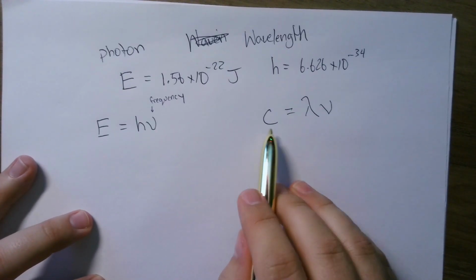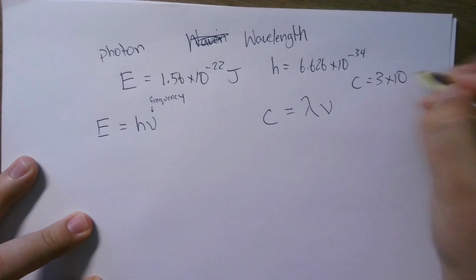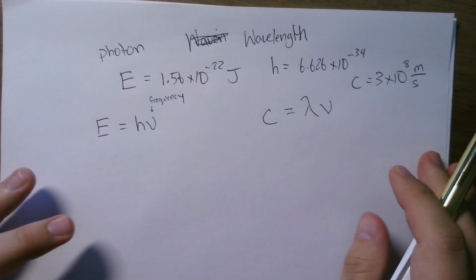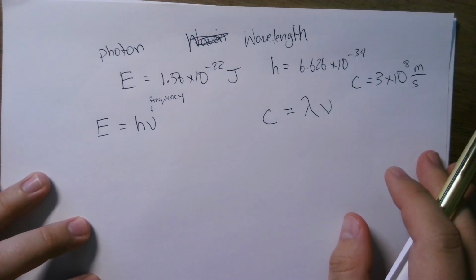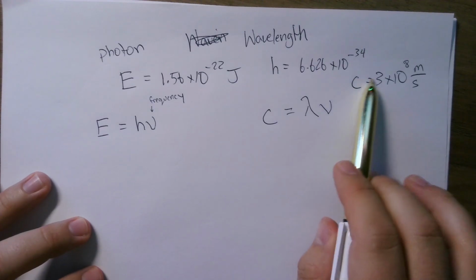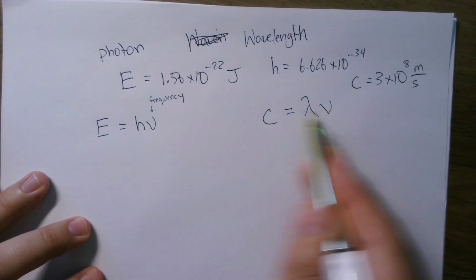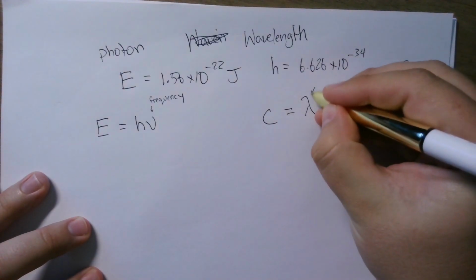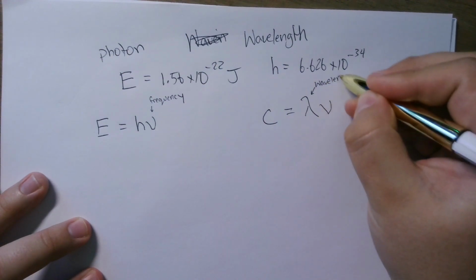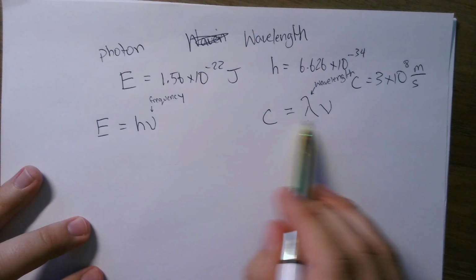This formula relates c, which is the speed of light, which is 3 times 10 to the 8th meters per second. Light always travels at this speed regardless of what type of light it is. So that applies to visible light or gamma radiation. It always travels at that speed. We have the same v from over here, so that's still frequency. And this weird looking thing here, this lambda, is our wavelength. So that's what we're actually solving for in this example. So that's going to be our final answer.